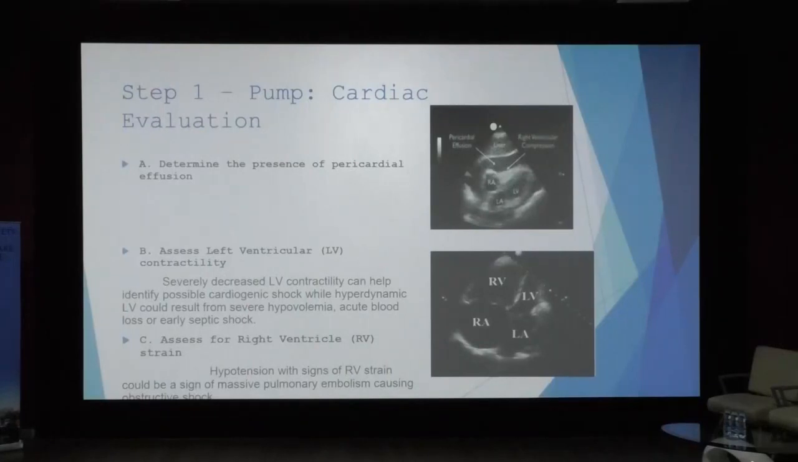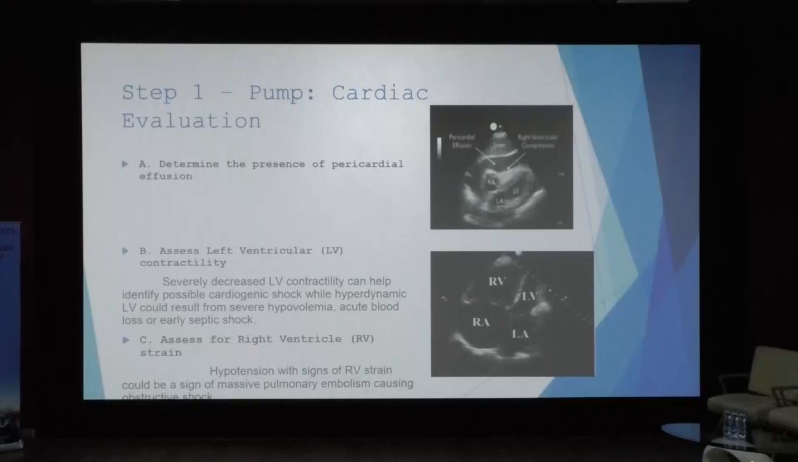What do we follow in the other steps? We assess the left ventricular contractility by eyeballing, because in the emergency we don't have much time. Just eyeball the left ventricular contractility. If the LV contractility is severely decreased, the patient may have hypovolemia, or maybe kissing ventricles, maybe because of hypovolemic shock, or maybe because of septic shock.